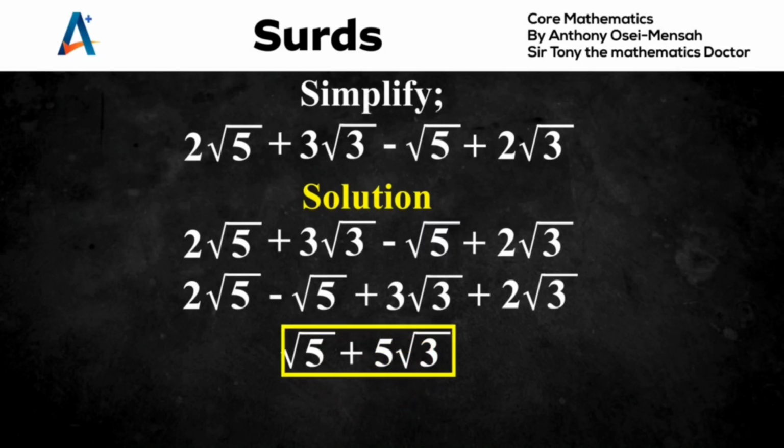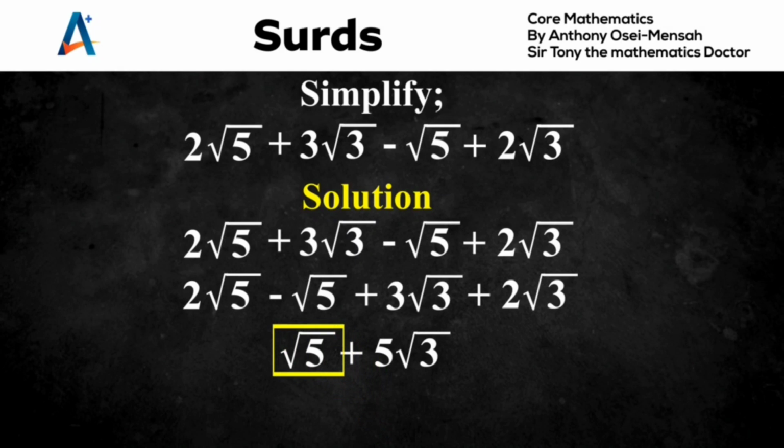Now that we have root 5 plus 5 root 3, you should know that root 5 is a surd which is not the same as root 3. Root 3 is a different surd. So they are unlike surds. And you know that we cannot add or subtract unlike surds, but you can add or subtract surds which are like. That means they have the same square root of the number.